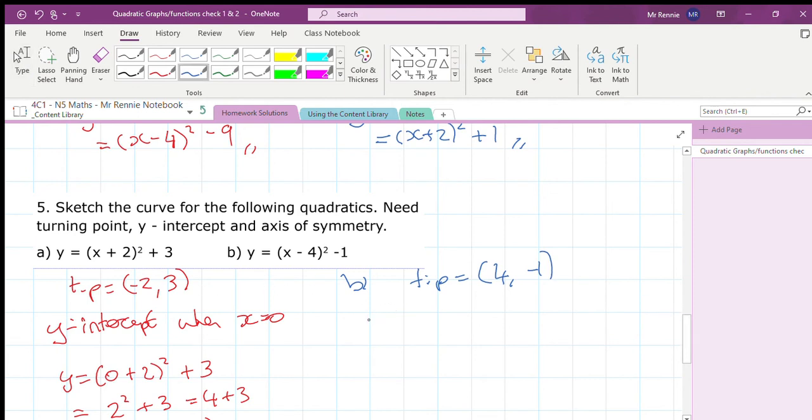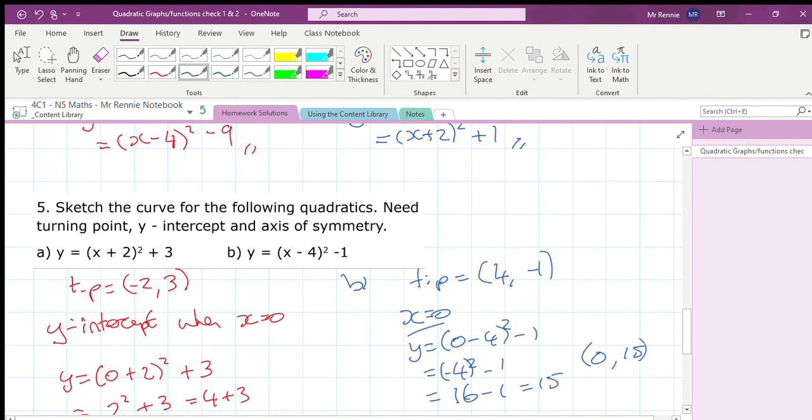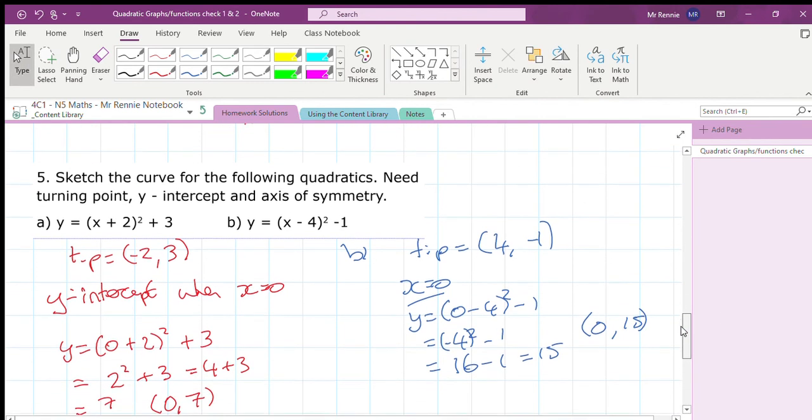Y-intercept, we know that's when x is 0. So we're going to make x equals 0. Therefore, we're going to get y equals 0 minus 4 all squared minus 1. That's going to give me 4 squared minus 1, so negative 4 squared I should say. That's going to give me 16 minus 1, which is 15 there. So my coordinate is 0, 15. So I know it's going across 0, 15.